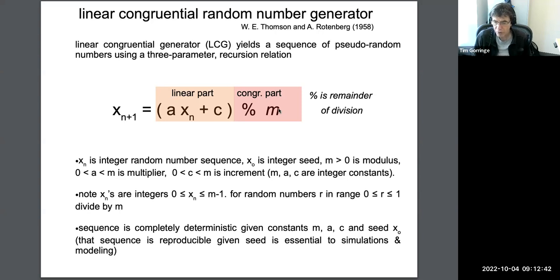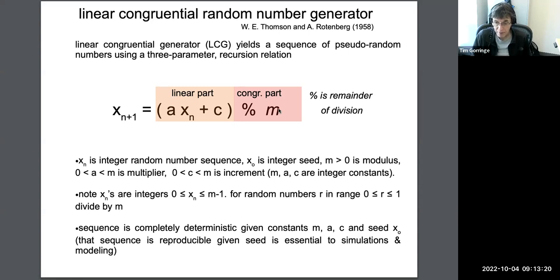So there are three parameters in this formula or equation that are associated with the LC random number generator. There's the multiplier, that's the A. There's the constant, that's the C. And then there's the divider, that's the M. And so when you use this random number generator, you're using it with values for M, A, and C.